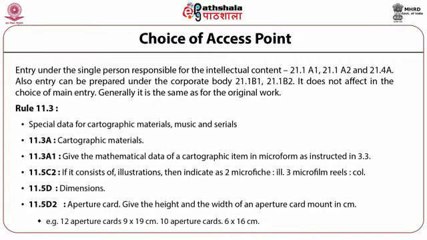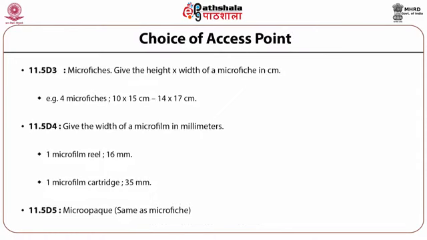So I am giving one example. Suppose there is an aperture card. So what will we give? You give, suppose, 10 aperture cards having 9 into 19 cm. This is one example. If this is a microfiche, give the length and width of the microfiche. For example, I am giving an example for your better understanding: 4 microfiches, then give semicolon, 10 into 15 cm, then give full stop, hyphen, then give 14 into 17 cm. So these are the examples of how to describe.